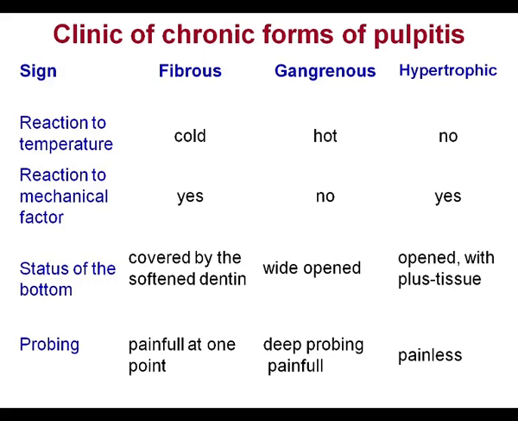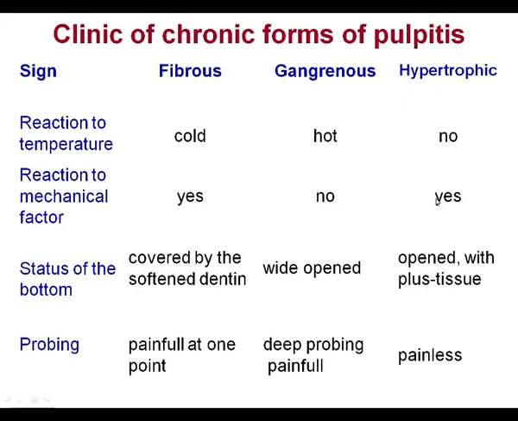To differentiate these three clinical forms, we also have to count these points, like reaction to temperature. In fibrous, it's to cold. In gangrenous, it's to hot. And in hypertrophic, sometimes there is no reaction, but sometimes it may be weakly painful to cold. Reaction to mechanical factors: in fibrous, it's positive. In gangrenous, no reaction.